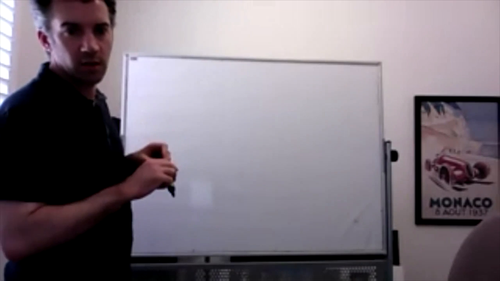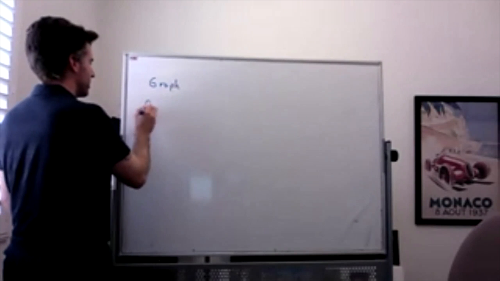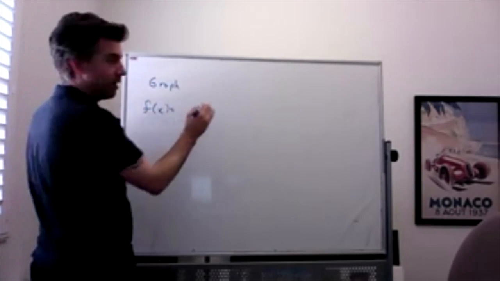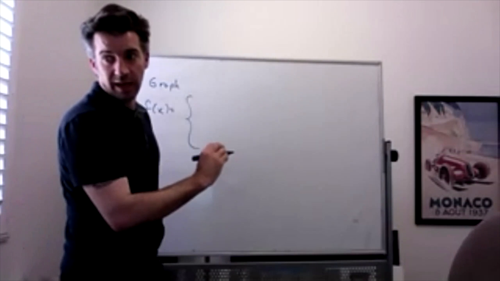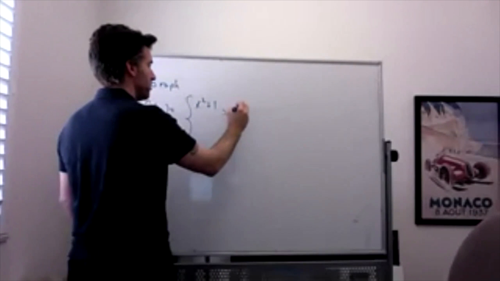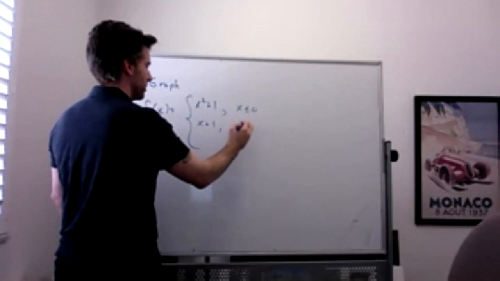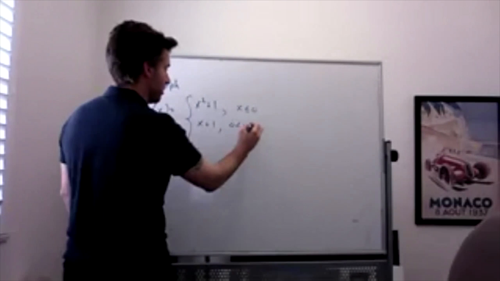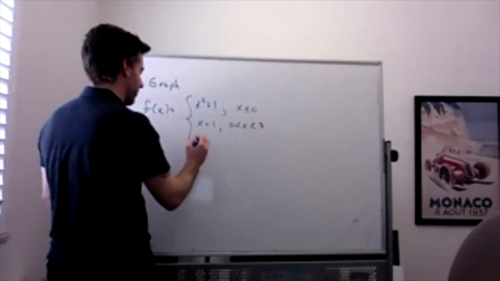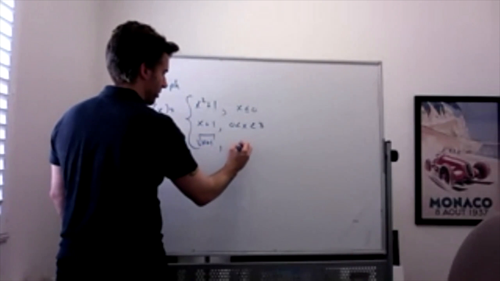All right. So let's look at this function. We're going to graph it first. We're going to graph the function f of x equal to the following piecewise function. It is x squared plus 1 when x is less than or equal to 0. It is x plus 1 when x is bigger than 0 and less than 3. And it is the square root of x plus 1 when x is bigger than or equal to 3.